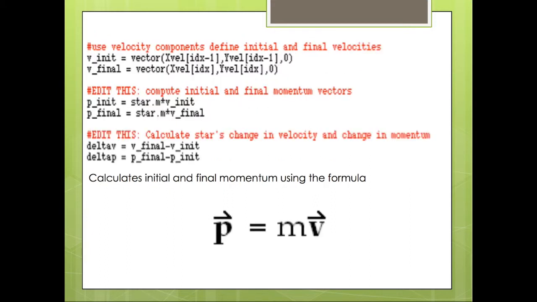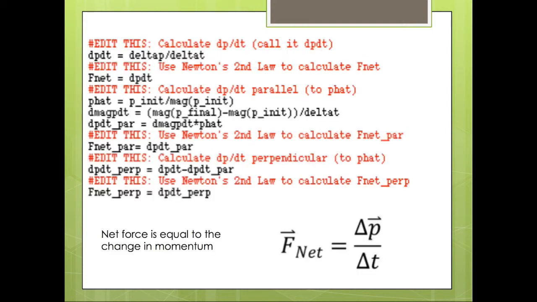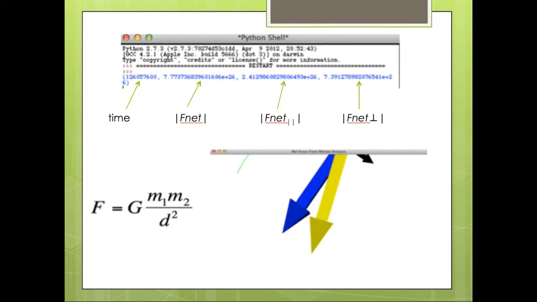With the velocity components obtained in the previous step, this model computes the initial and final velocity, and with it calculates initial and final momentum using the momentum formula. Then, it calculates the change in velocity and change in momentum. After determining the change in momentum, we can say that it is equal to the net force by using Newton's second law. At the end, the code prints the value of the magnitude of the net force.